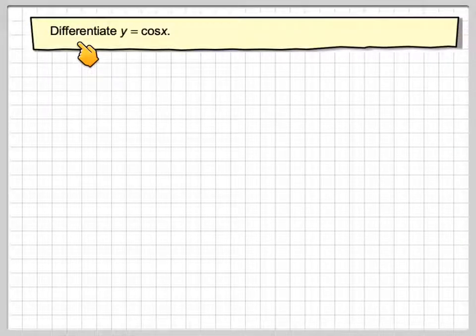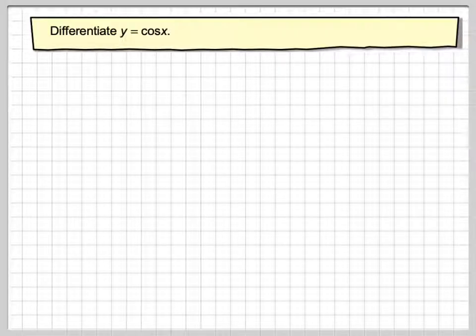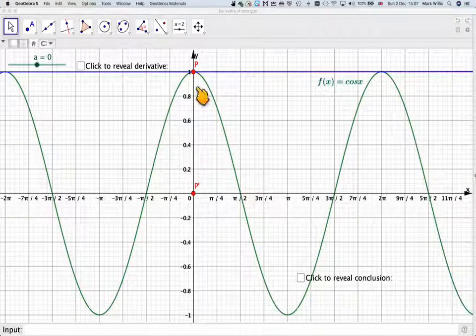So in this video we're going to differentiate y is equal to cos x using a graph, and the graph is on GeoGebra, and the link to the GeoGebra app I will put in the notes of this video. So here you can see we have the graph of f of x is equal to cos x, or y is equal to cos x.